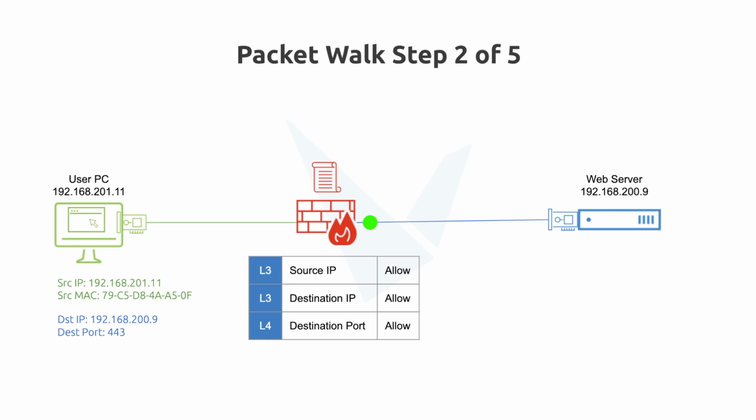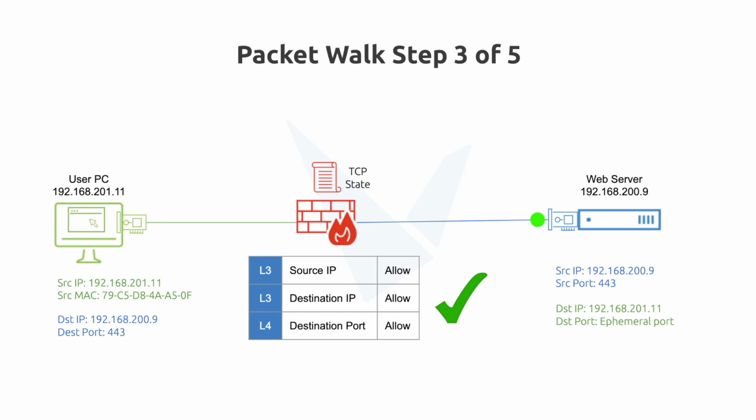Now, let's say in our case, rules were configured to allow the packet to reach the destination web server. So, the packet will move forward and the TCP state will be captured as it is a layer 4 stateful firewall. The packet will arrive at the web server.